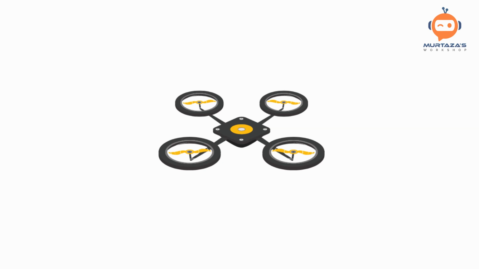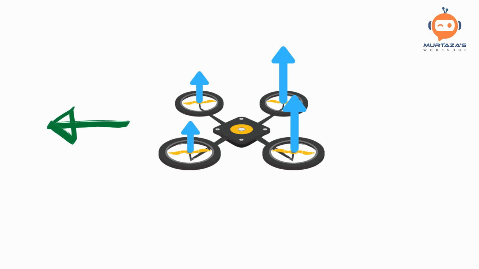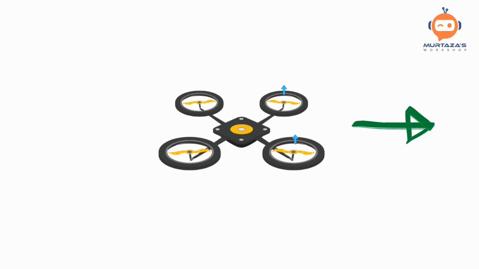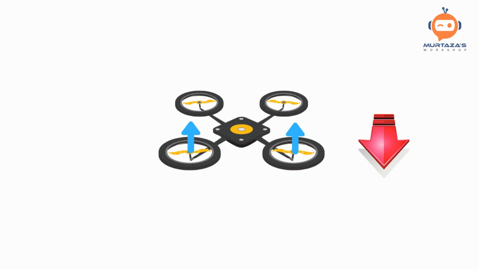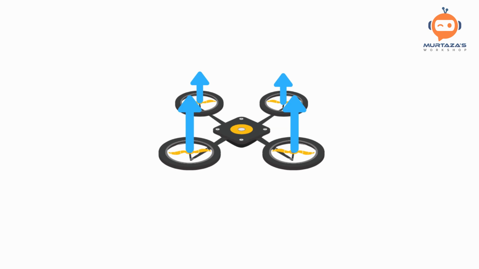Now, coming to the second translation, if we want to move left, we will reduce the speed of the left motors and increase the speed of the right motors. To move towards the right, we will decrease the speed of the right motors and increase the speed of the left motors. Similarly, we can translate in the third direction, which is moving forwards and backwards. By decreasing the speed of the front motors and increasing the speed of the back motors, the drone will move forward. For moving backwards, we can decrease the speed of the back motors and increase the speed of the front motors.